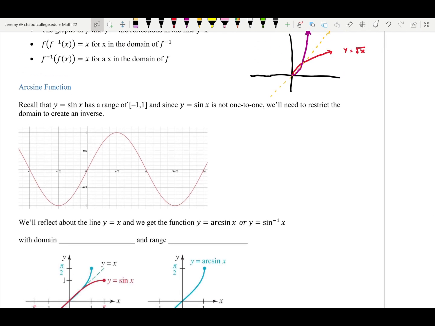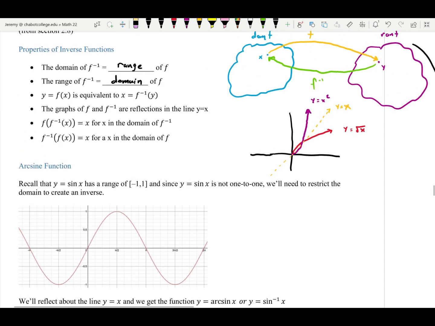Okay, so recall that sine of x has a range from -1 to +1. And since sine of x is not 1-to-1, we'll need to restrict the domain to create an inverse. So remember a second ago I mentioned this relationship between y equals square root of x and y equals x squared. And I said that the inverse of y equals square root of x is just the right half of y equals x squared. Why is this?